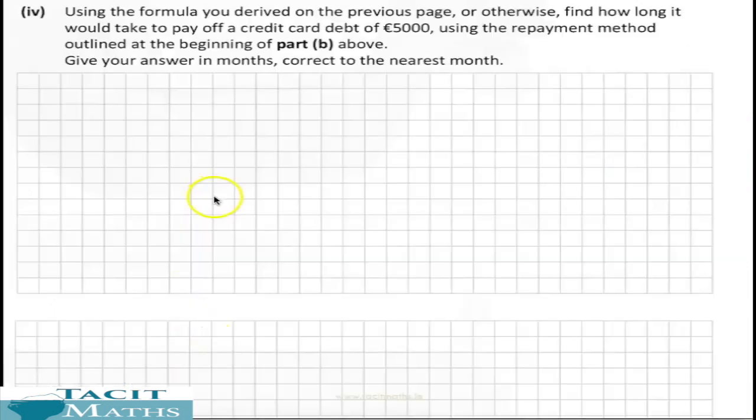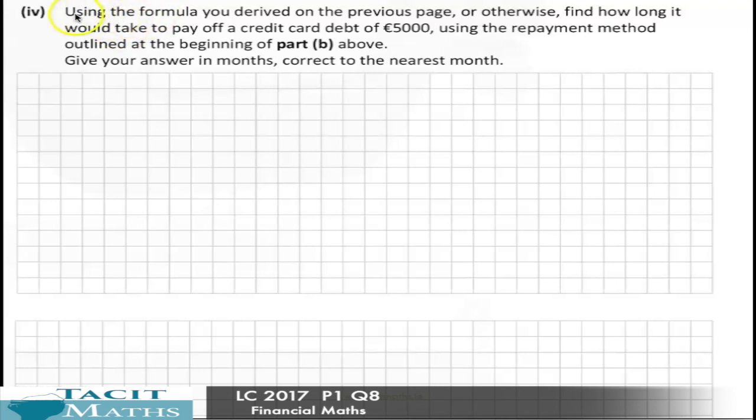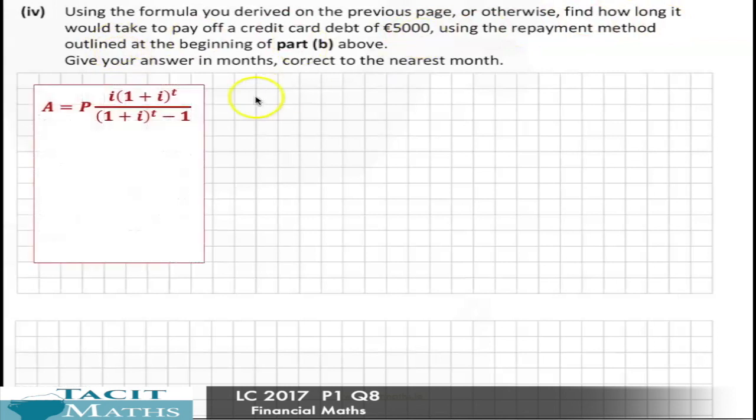Okay, so now we're actually asked to use the formula in this case. We want to use the formula to figure out how long it would take to pay off the credit card. And it's this formula that we're using. Once you've established that it is this formula, the next thing we need to figure out is what we're actually trying to find, which variable, and it's how long it will take. So it's t that we're looking for, right?